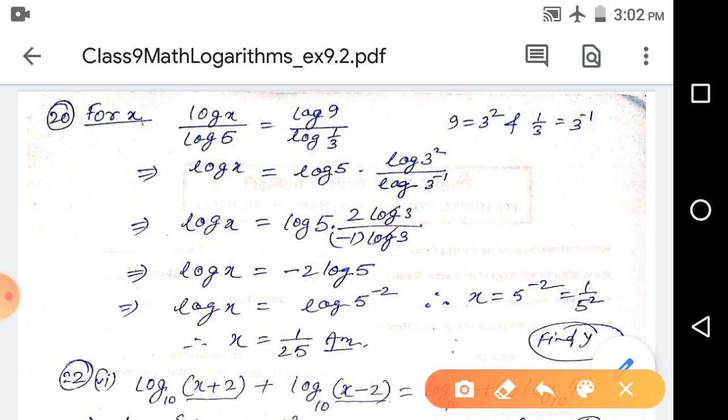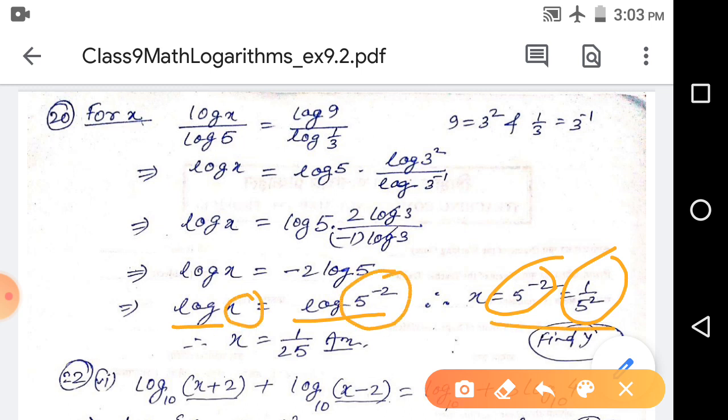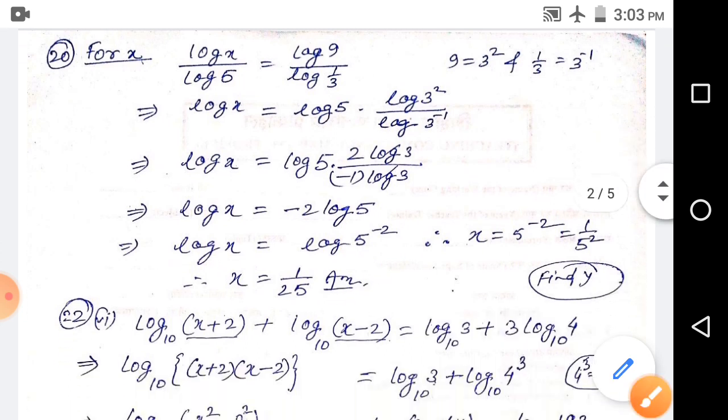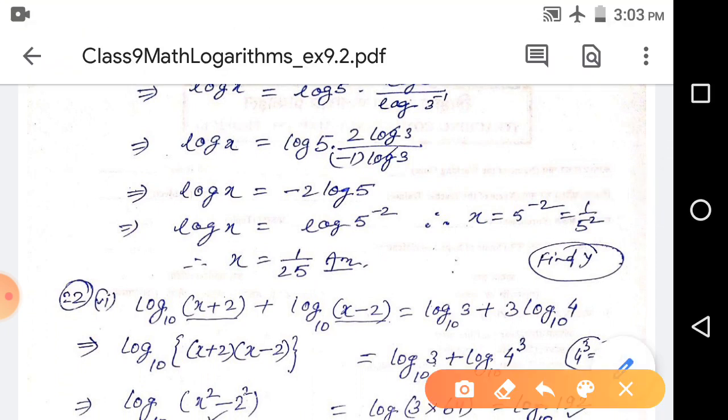Now this 5 to the power minus 2 is equal to what? 1 by 5 square, or 1 by 25, we can write. So this log x equals log 5 to the power minus 2, so this is x equal to 5 to the power minus 2. That's why this is done here. Now this is the final answer, x equals 1 by 25, and in the same way you can find out the value of y, this is also instructed here.